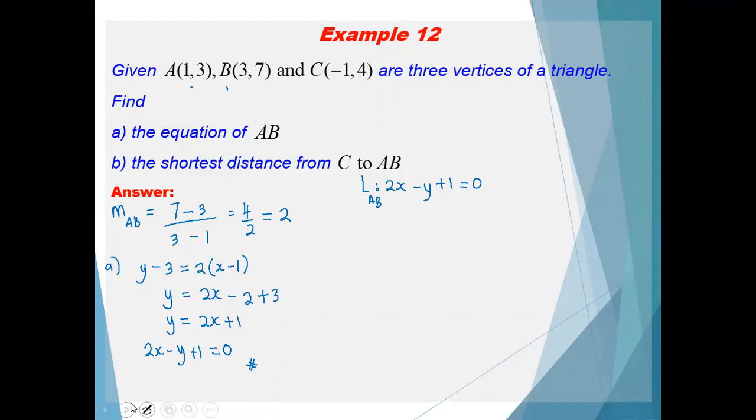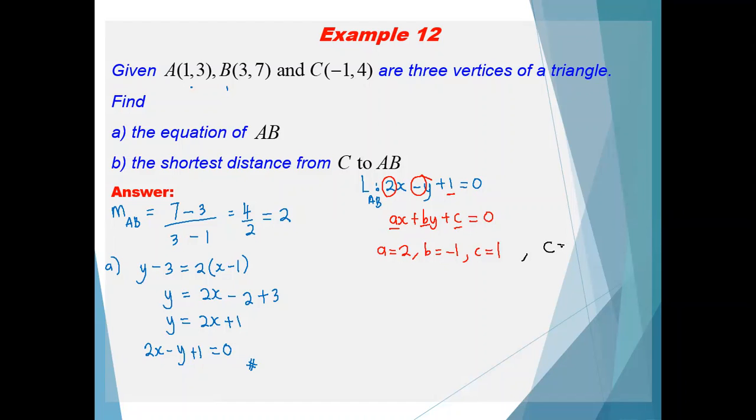From here we can compare with ax + by + c = 0. So what is a? a is 2. What is b? b is negative 1. What is c? c is 1. So therefore a is equal to 2, b is equal to negative 1, and c is equal to 1. So how about point (h, k)? Point (h, k) we obtain from C, which is (-1, 4).